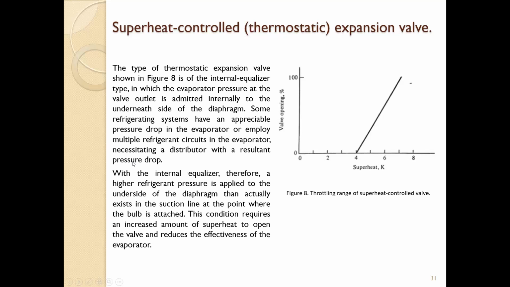The type of thermostatic expansion valve shown in figure 8 is of the internal equalizer type, in which the evaporator pressure at the valve outlet is admitted internally to the underneath side of the diaphragm. Some refrigerating systems have an appreciable pressure drop in the evaporator or employ multiple refrigerant circuits in the evaporator, necessitating a distributor with a resultant pressure drop.